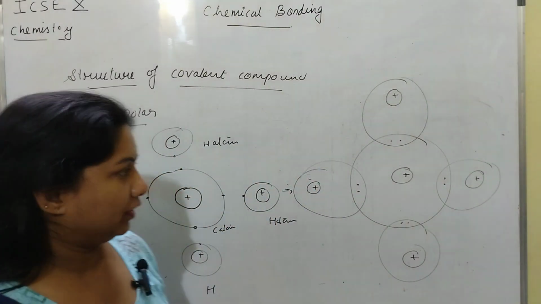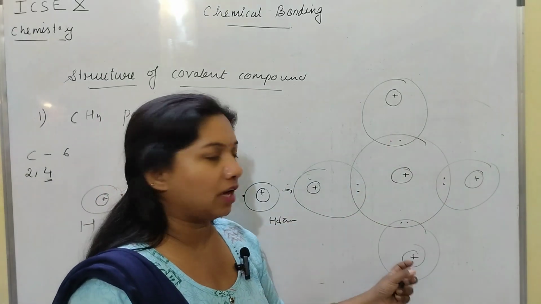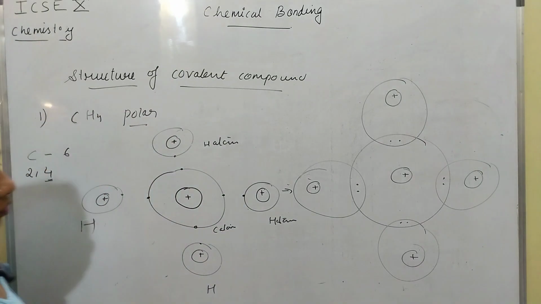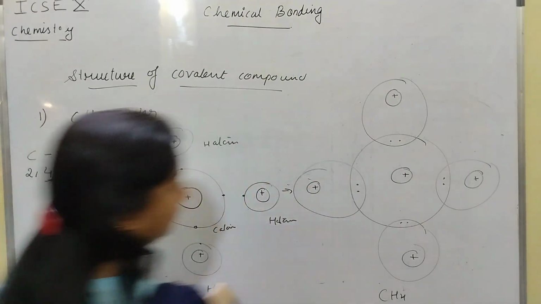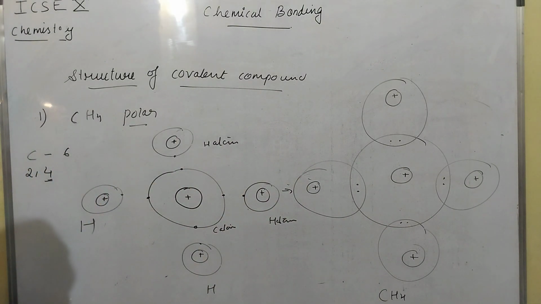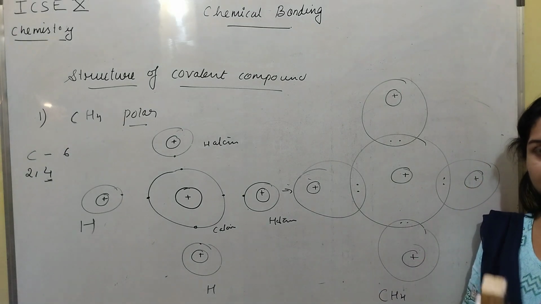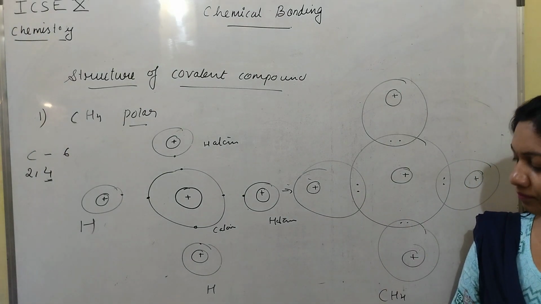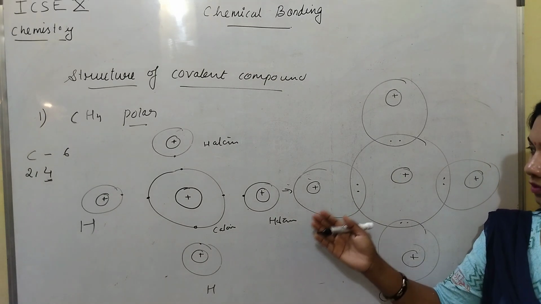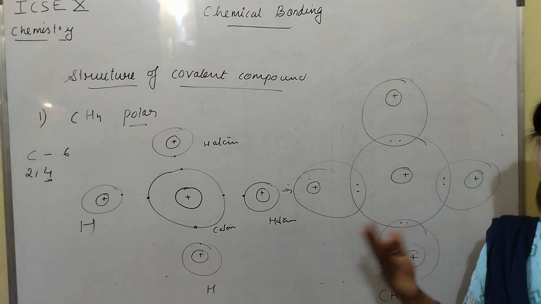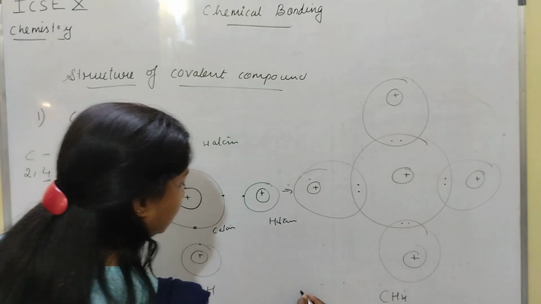So if you count, you will get 8 electrons for the carbon atom and 2 electrons for each hydrogen atom. So this is methane. I hope these structures are clear to you. This is also an example of single covalent bond sharing. You can see there is no double bond over here, just one single bond. The structure of methane, you can see, is like this.